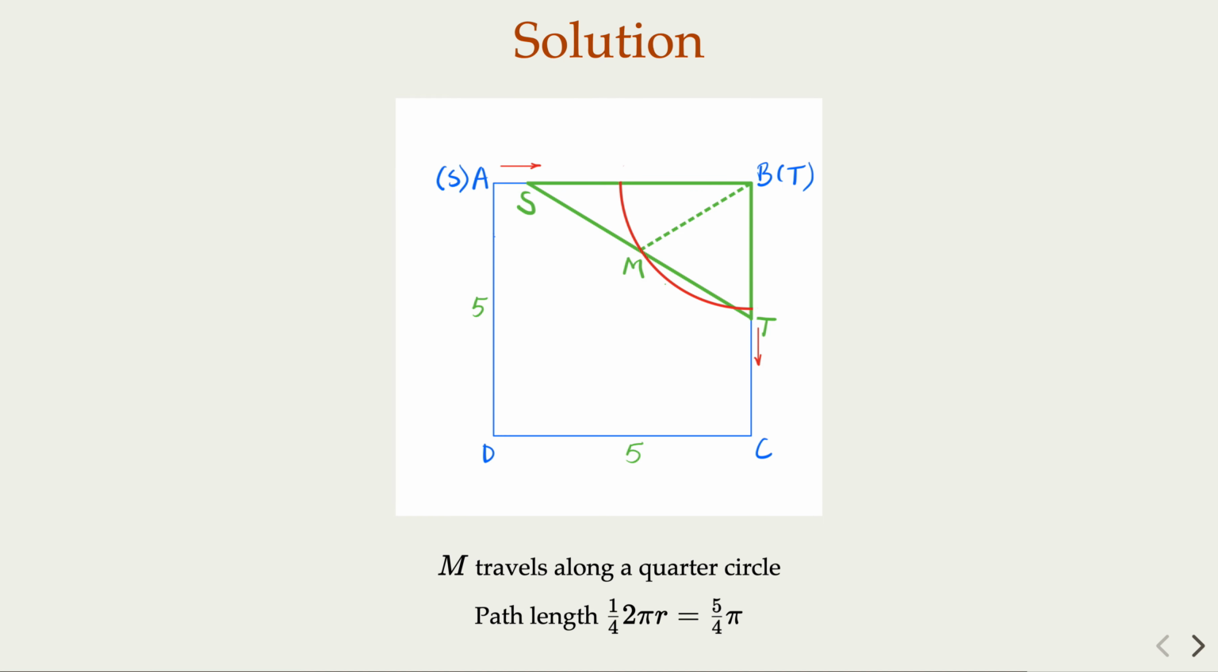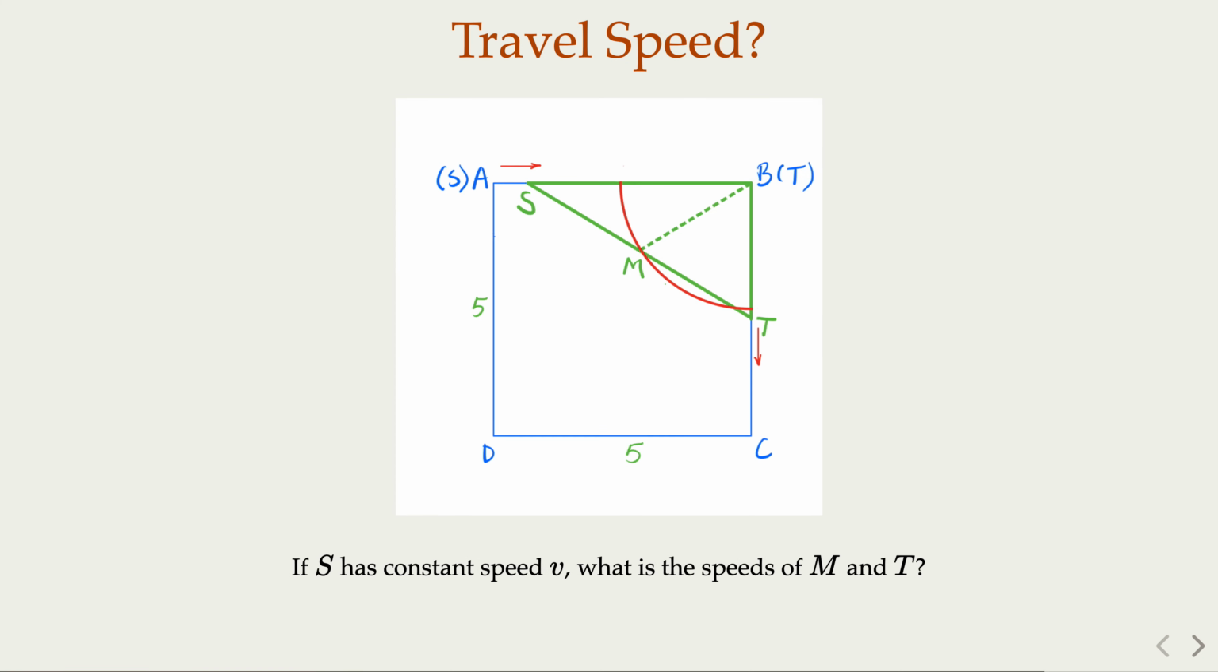Okay, a related question is, if S travels along AB at a constant speed V, what is the speed of M and T in this process? Are they also a constant value? I would like you to think about it and share your answers in the comments. We may discuss it in a new video about the traveling speed.